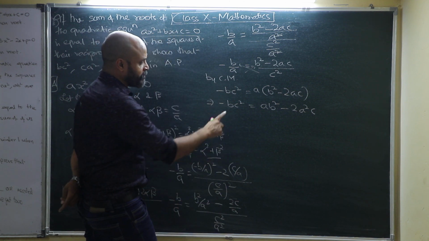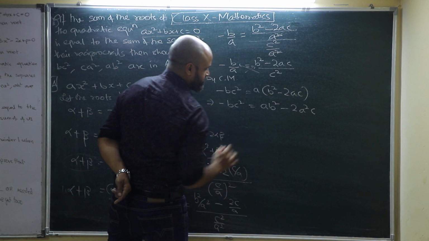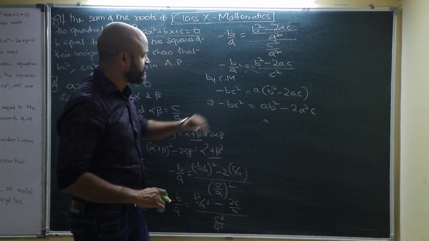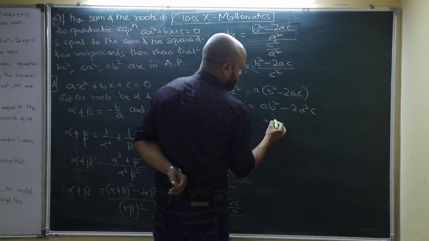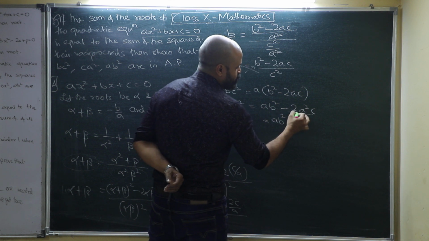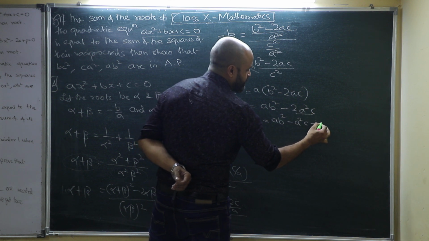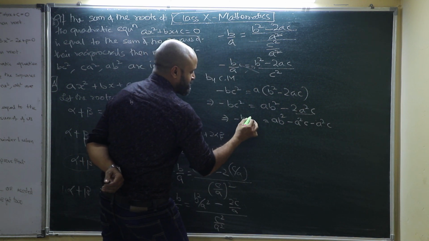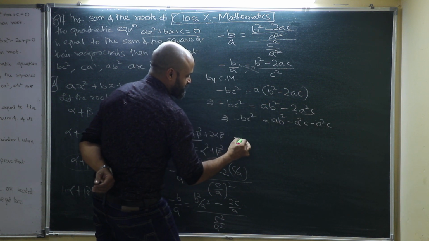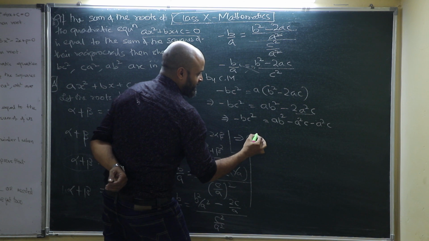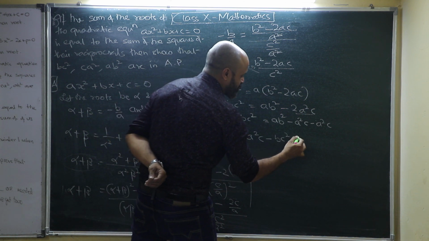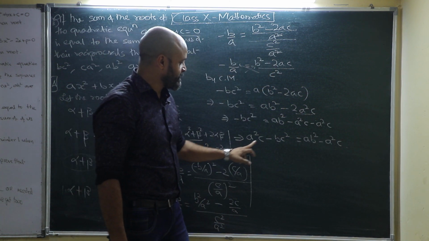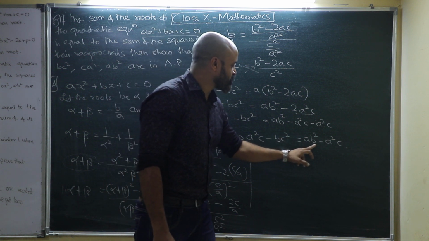I hope we are on the same page till now. Now what do you have to prove? We have to look into how we can prove that this is an AP. In this case we just split up this term. Minus 2a square c can be written as minus a square c minus a square c. This is going to give you a square c minus bc square is equal to a b square minus a square c. So this is going to be a square c minus bc square equals ab square minus a square c.